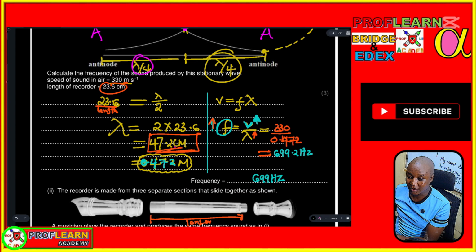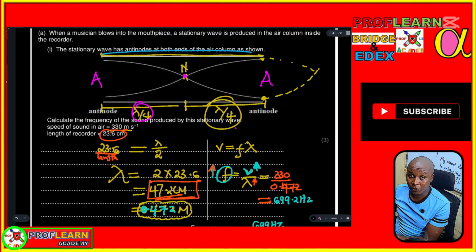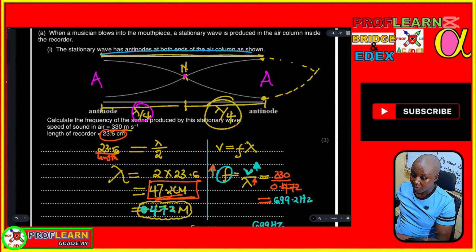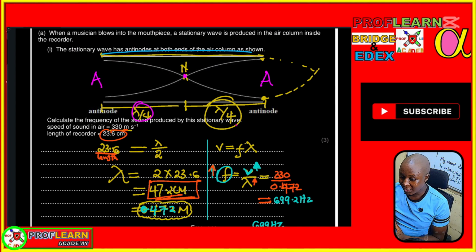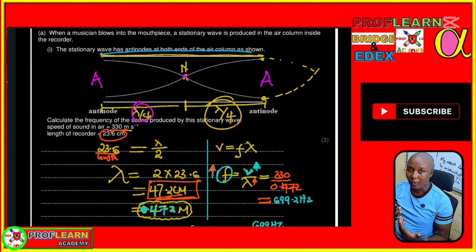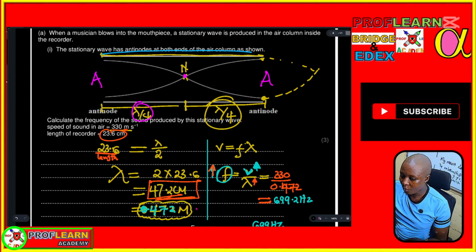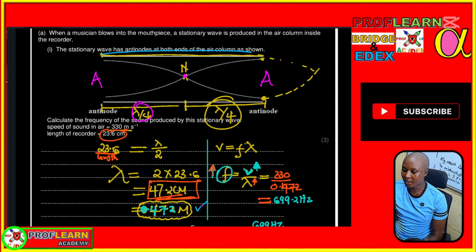47.2 centimeters. So the wavelength of the sound that was produced, or the stationary wave produced here, is 47.2 centimeters. Remember, the units here are given in centimeters, so we need to convert that to meters, and our wavelength in meters is 0.472 meters.